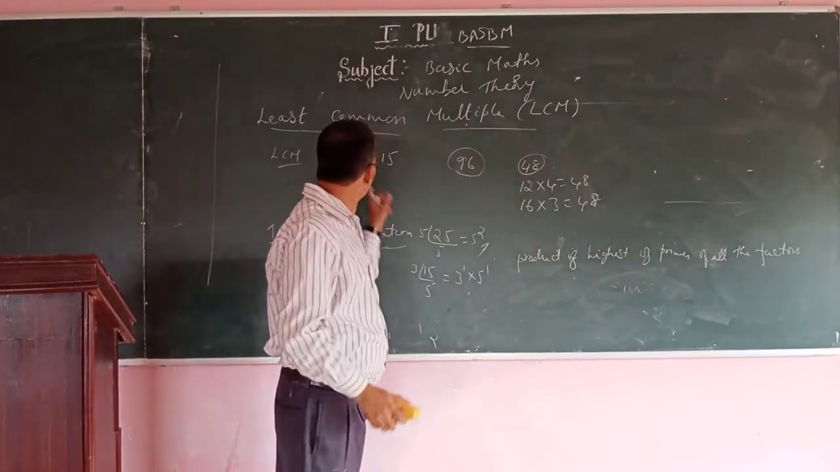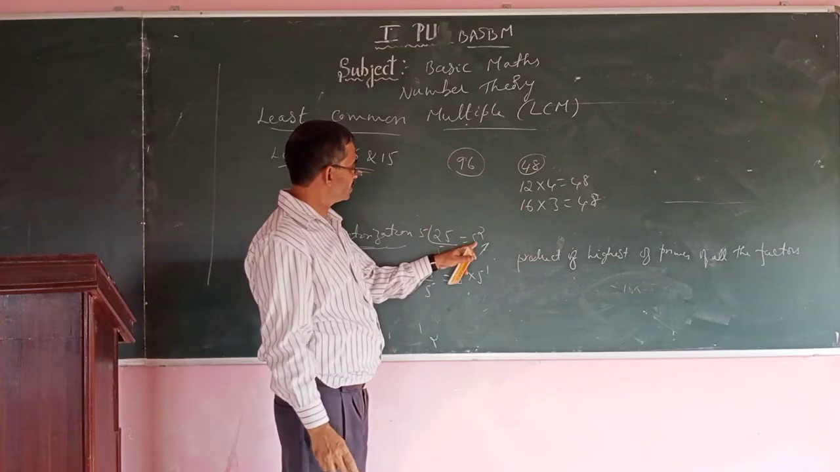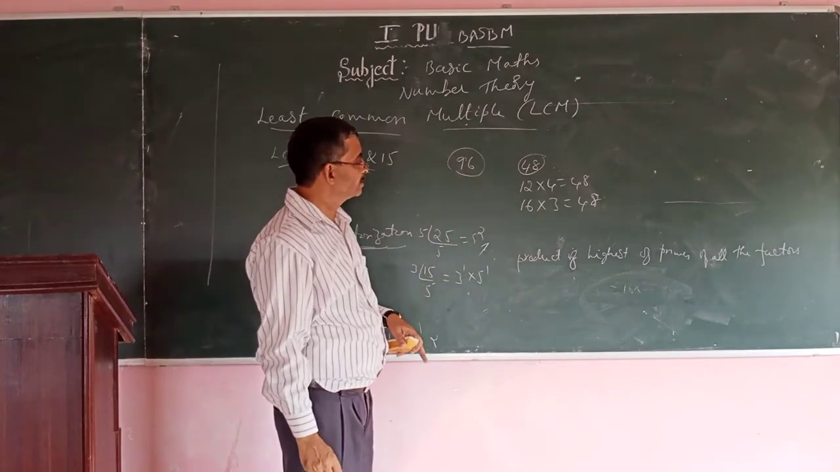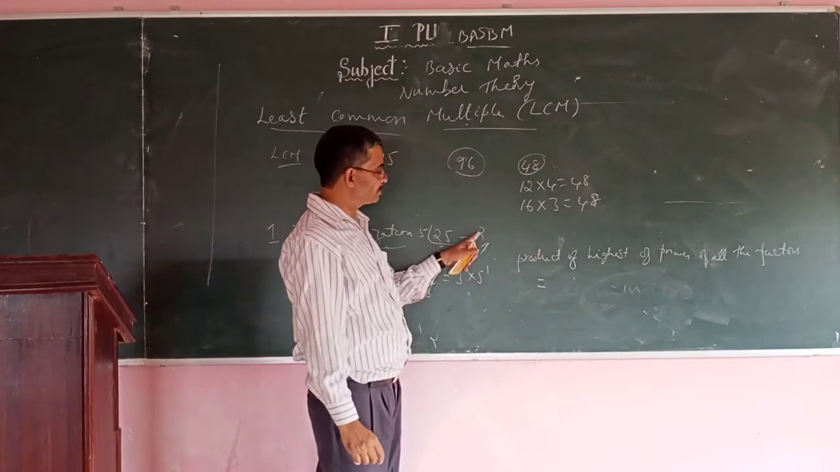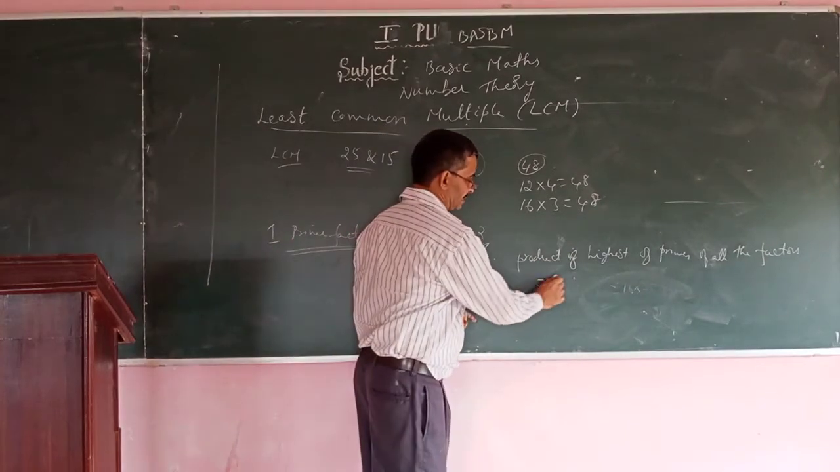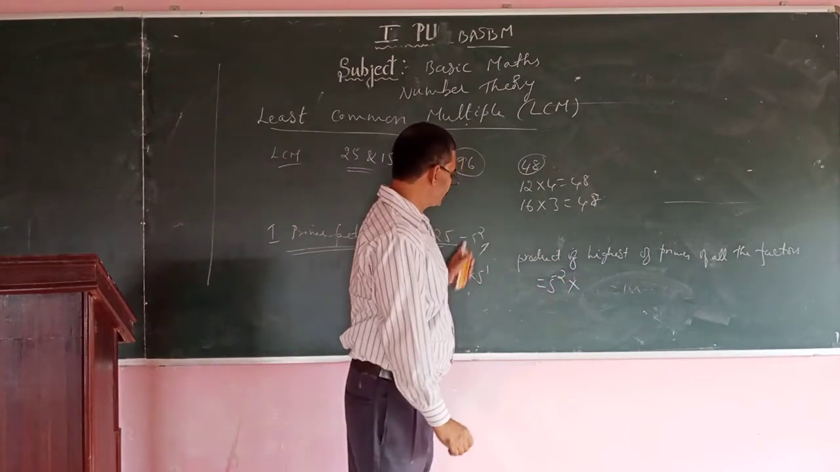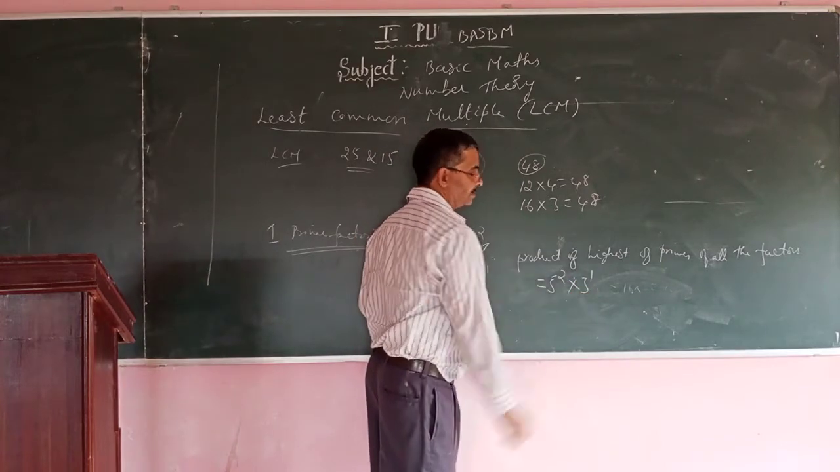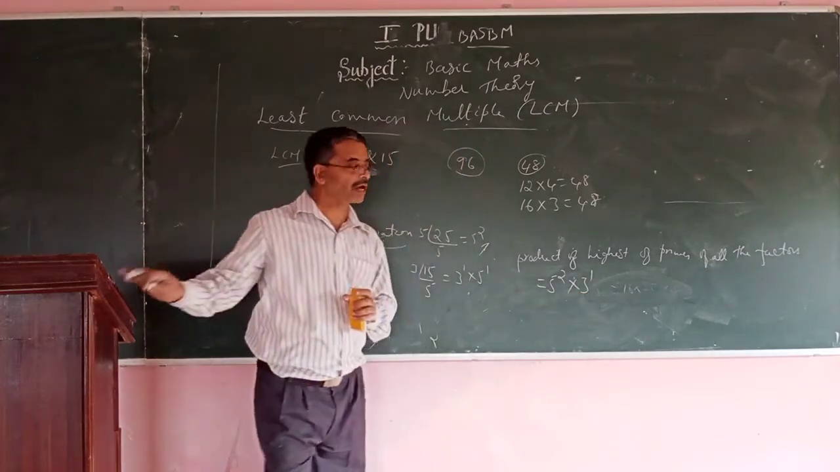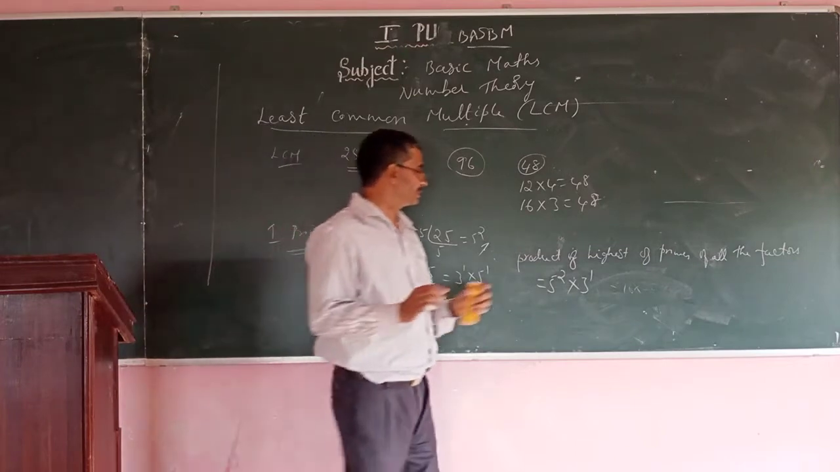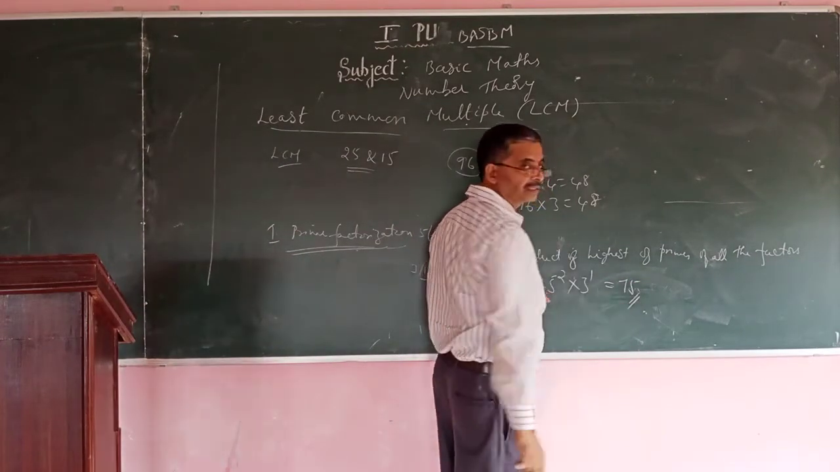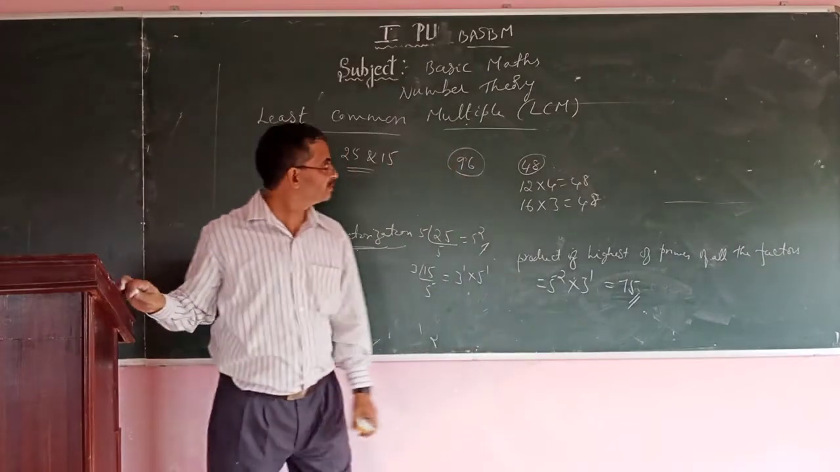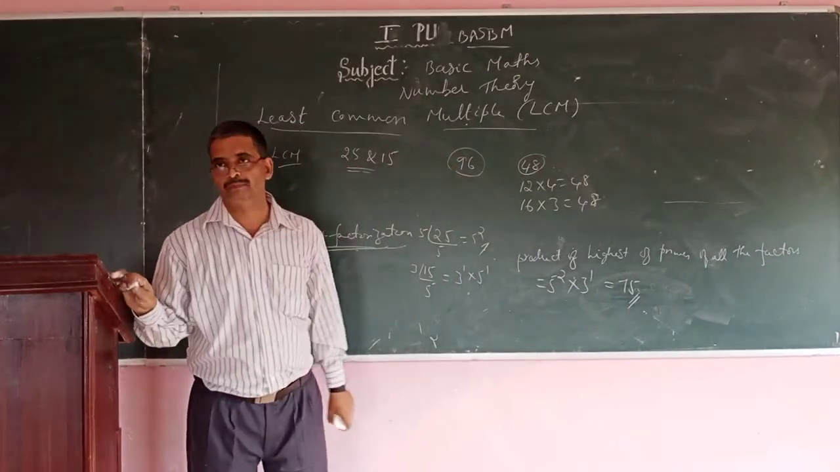25 is 5 square. Here we have 5 to the power 1. Highest means 5 square only, into 3 to the power 1. Only one 3 is there. So 5 square, that is 25, into 3, 75. So 75 is the LCM of 15 and 25.